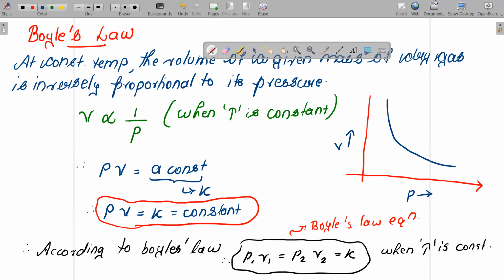So what do you mean by Boyle's law? Boyle's law means at constant temperature, the volume of a given mass of a dry gas is inversely proportional to its pressure. That means, children, you consider temperature as a constant, then the volume of a gas is inversely proportional to the pressure of that gas. That I can write as V is inversely proportional to P. Under what condition? Temperature is a constant.